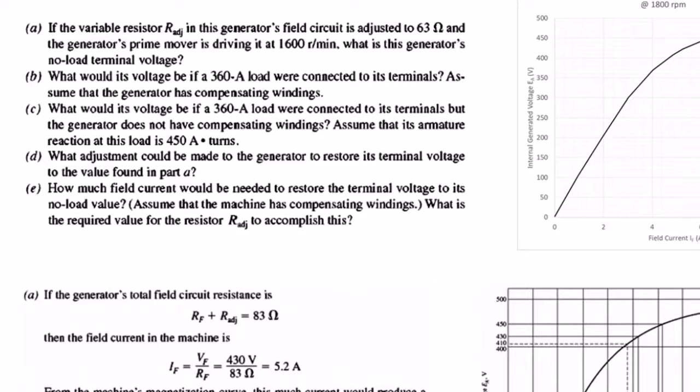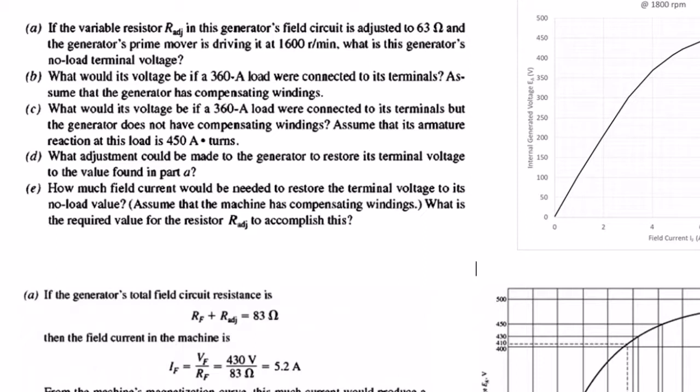Question A: if the variable resistor adjustable R in this generator's field circuit is adjusted to 63 ohms and the generator's prime mover is driving it at 1600 RPM, what is this generator's no load terminal voltage?